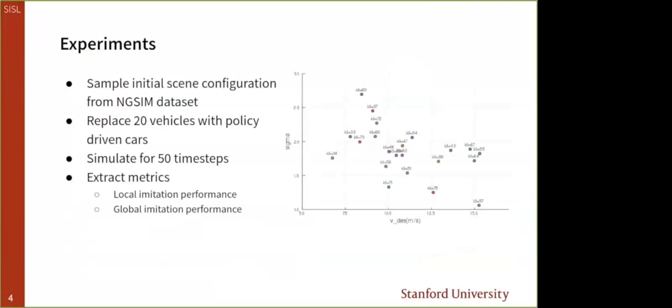We use the NGSIM Highway 101 dataset. We randomly sample an initial scene configuration from the dataset and replace 20 vehicles with vehicles driven by our driver models, as shown by the picture on the right. We simulate the scene forward for 50 time steps and extract metrics that capture prediction performance as well as global traffic phenomena.